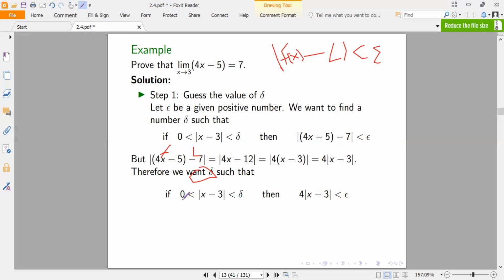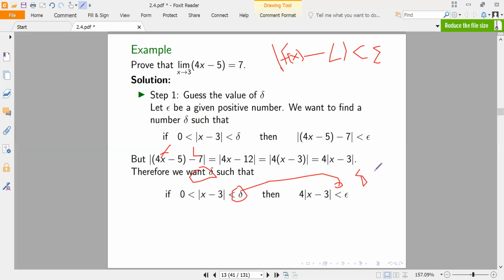So if the absolute value of x minus 3 is less than delta, then 4 times the absolute value of x minus 3 will also be less than epsilon. That is what we just discovered, or actually that is general. So we want to find this delta. But remember, delta cannot be a specific number; it's going to be some number that is dependent on whatever we choose for this epsilon.